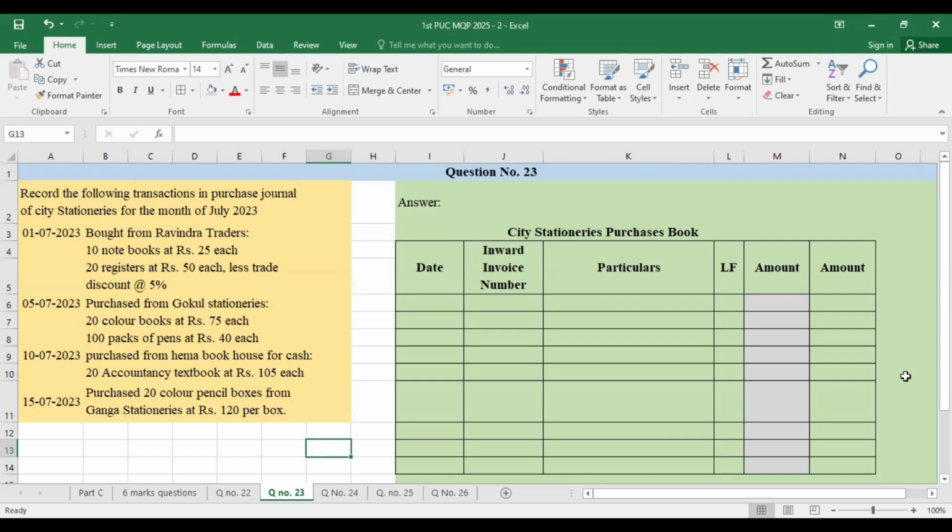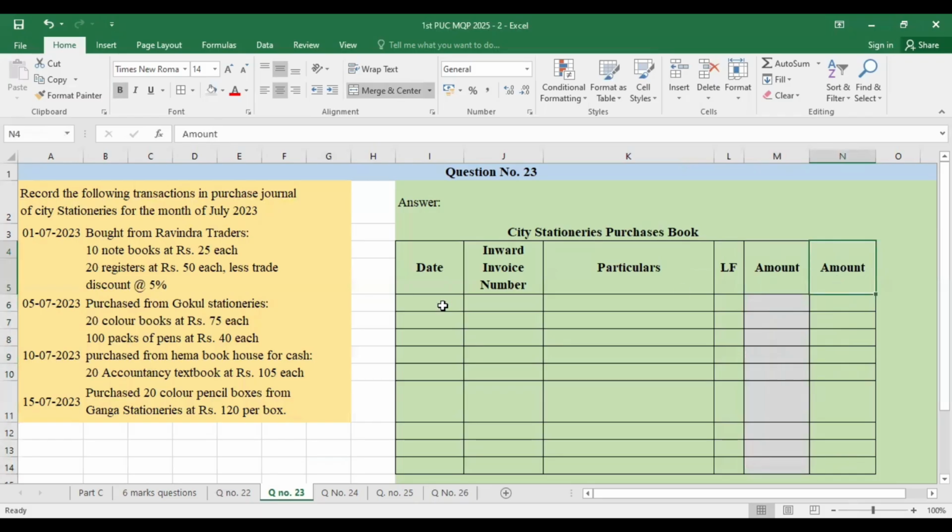Purchase journal is a journal book where only non-cash transactions are recorded. If the purchase is made by paying cash, then that entry will appear in the cash book and not in the purchase book. So first, you'll have to keep that in mind while making entries in the purchase book. So here, first you'll have to write City Stationery Purchase Book. Then the columns go like this: date, inward invoice number, particulars, ledger folio, and this is your calculation column of amount, the inner column, and the outer column is the final amount.